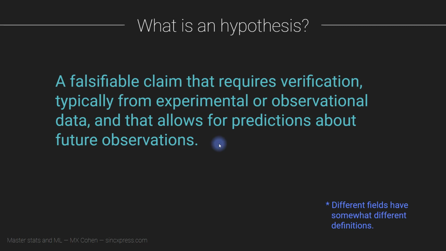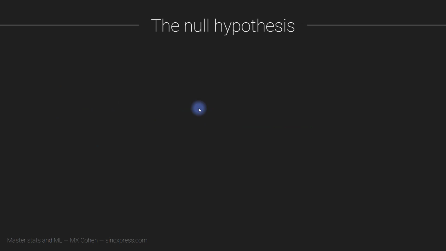Now, let me give you a counterexample. Will many people vote in the upcoming election? That is an interesting question. It's an important question, but it is totally not a hypothesis. A hypothesis has to be a falsifiable statement that requires verification, and it has to allow for predictions about future observations. Now, the reason why I mention this is that in statistics, we're usually testing different hypotheses against each other.